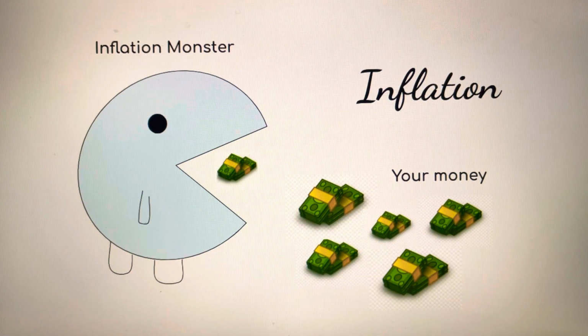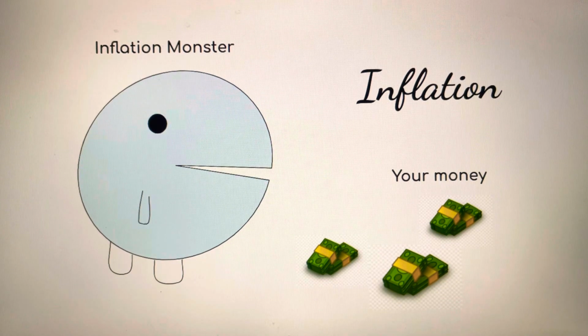Here is an example of inflation. Imagine you have a pile of money. Inflation will basically eat your money in the form of rising prices, so the things that you buy in the future will be more expensive. After some time, the value of your money will decrease and be worth less than it was before.